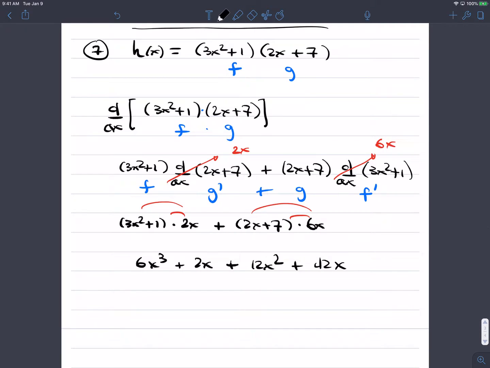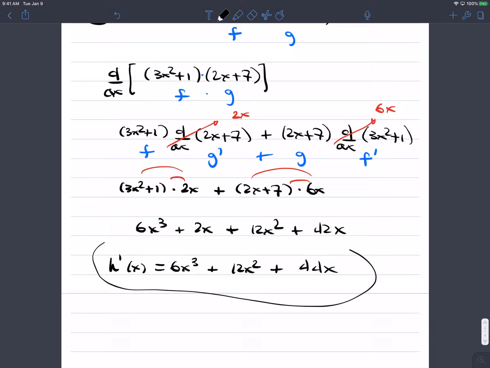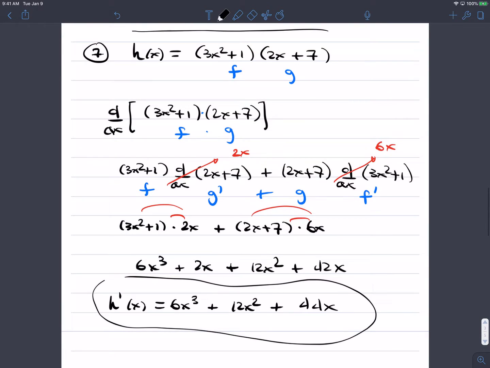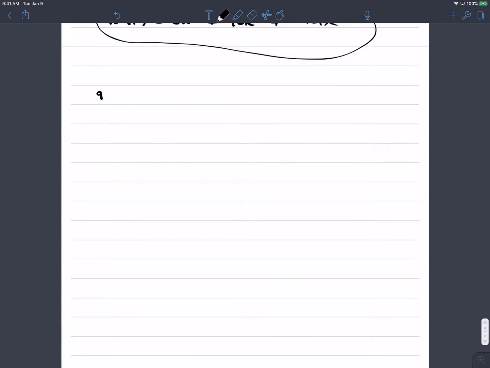We can now combine our like terms. 6x cubed plus 12x squared plus 44x, h prime x. Here you go. Here's number 7. Number 9.